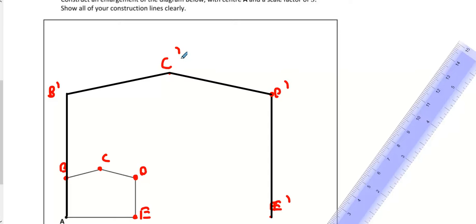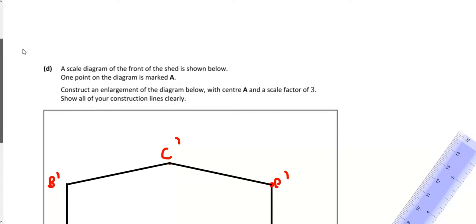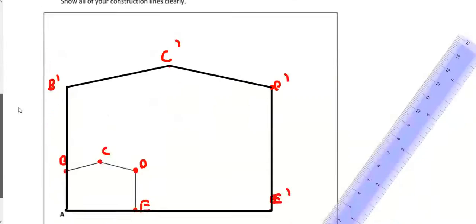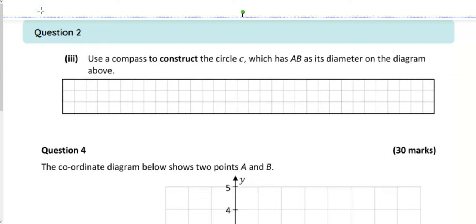I've drawn a shape that is 3 times bigger, and it's centered at, oh wait, I didn't quite finish it, did I? That's it there, isn't it? 3 times bigger. You just make every length and every distance 3 times bigger. Okay. Does it say anything else? Draw all your construction lines clearly. I did. Happy days. Move on. You can always do it. Everybody cool with that? Okay. It'll be up later on anyway. Next one. All good. We're all good.